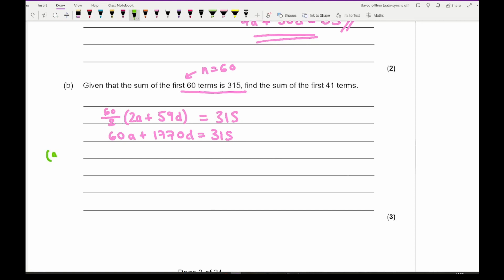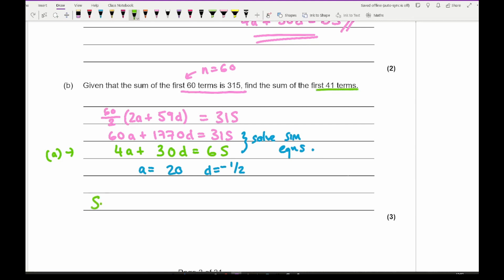Now if I bring back the formula from part A, I get 4A plus 30D equals 65. If I then solve this simultaneously, by using simultaneous equations again on the calculator, I get an A value of 20 and a D value of -1/2.